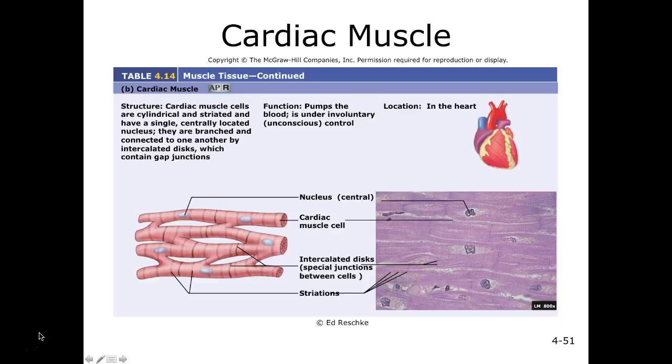One of the other differences that you'll see is that it contains intercalated discs, which will have special junctions that are going to include those gap junctions that we discussed earlier, that will allow ions to move from one cardiac muscle cell into another so that we can have contraction of the cardiac muscle altogether. And I think I already mentioned that this muscle has striations. So the only place we'll really find cardiac muscle is in the heart.